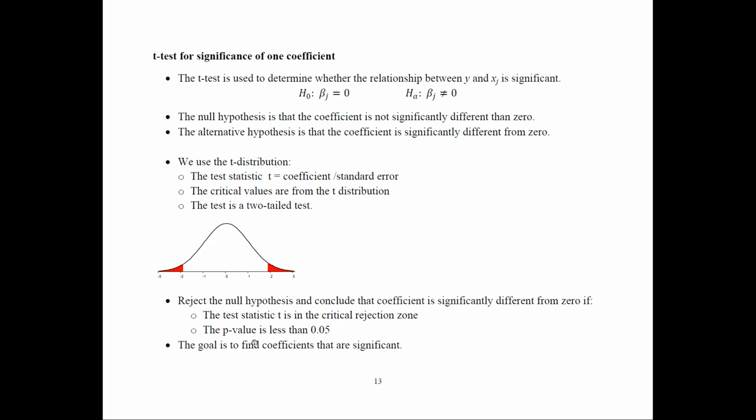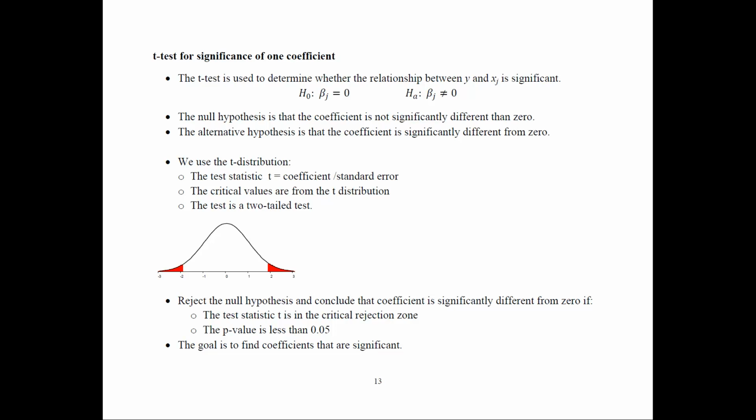And second, if the p-value is less than 0.05. Because if we have a value here, that p-value is the area underneath the curve right here, it will be less than 0.05. So one of the goals here is to find coefficients that are significant, right? Because you don't want to have a regression where everything is insignificant, which means none of your independent variables explain the dependent variable. So you need to play around with the model until you find good independent variables that could explain your dependent variable.